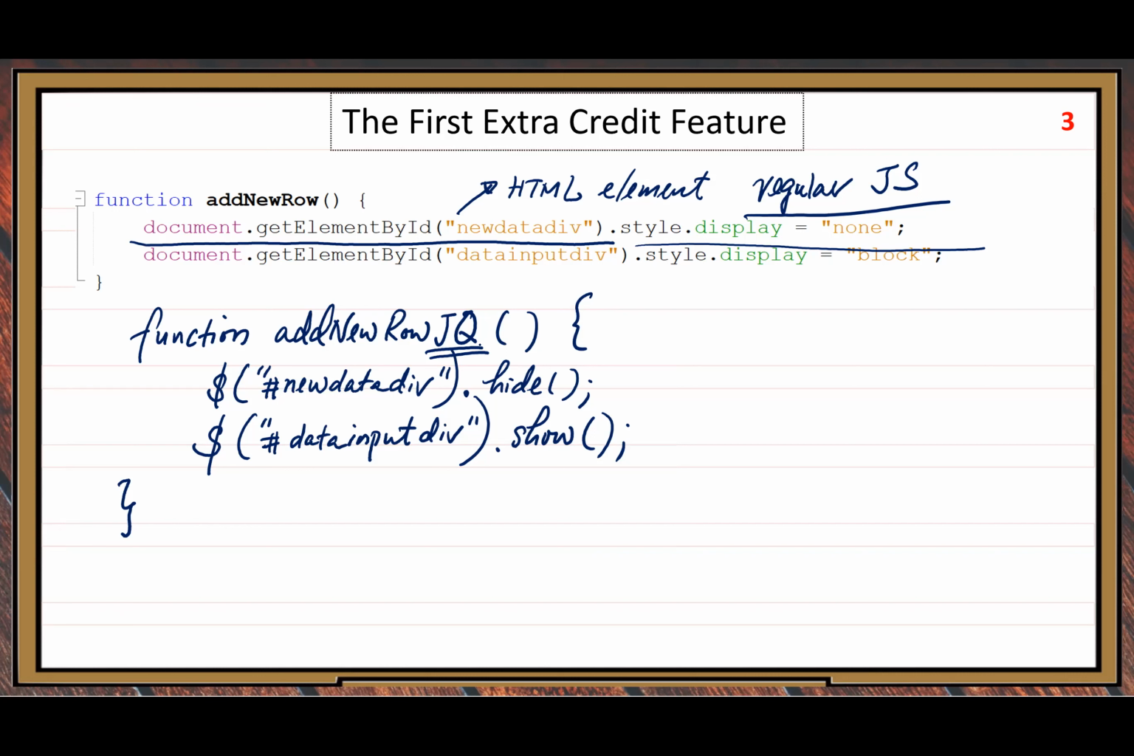There is a button, right? The new row button. You change it to this new function name, the jQuery version. Then test it, it works. Yeah, I tested it last night, it works. Then you earn 1% extra credit. That's simple. Second and third, you need to do by yourselves.